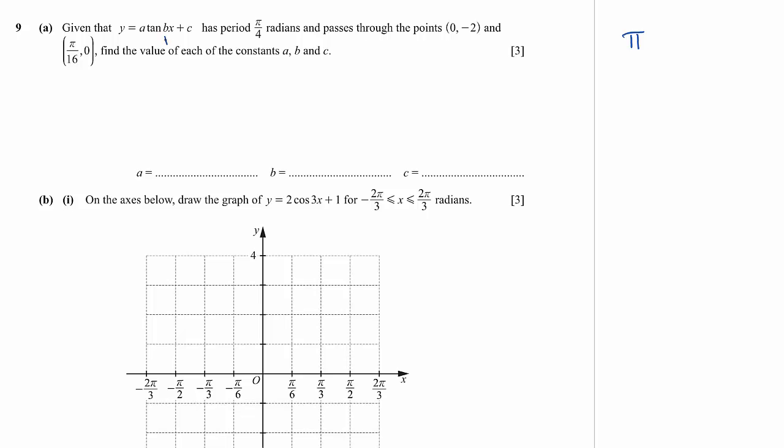The b in here always tells you how many complete curves you'll get in pi. So if the period is pi by 4, we're going to get 4 complete versions of the curve, or 4 complete waves, within pi by 4. So that tells me straight away that b is equal to 4.